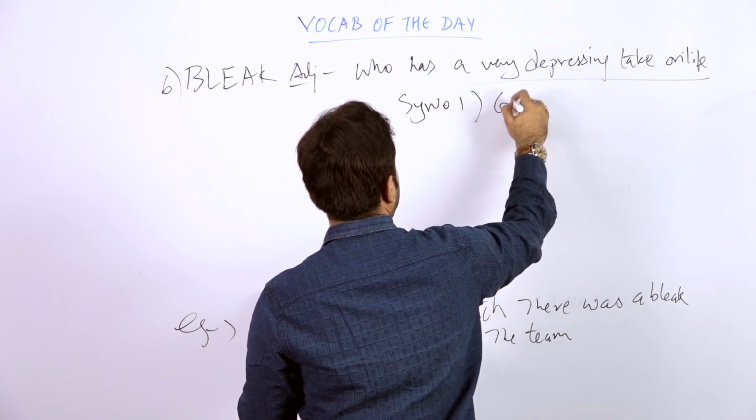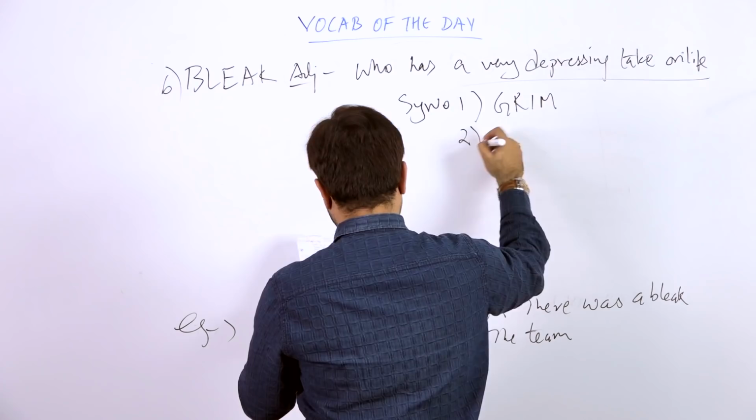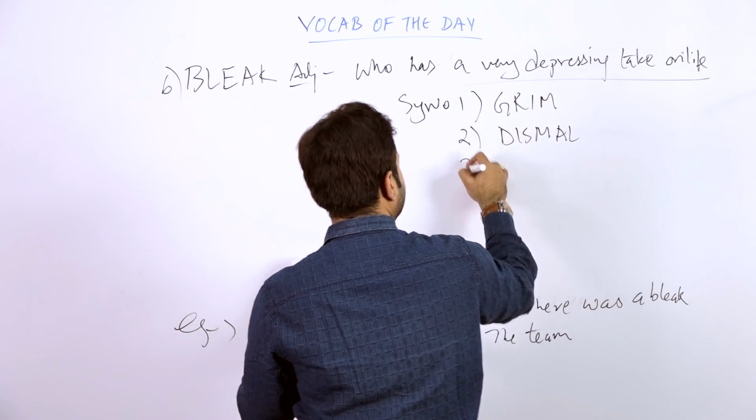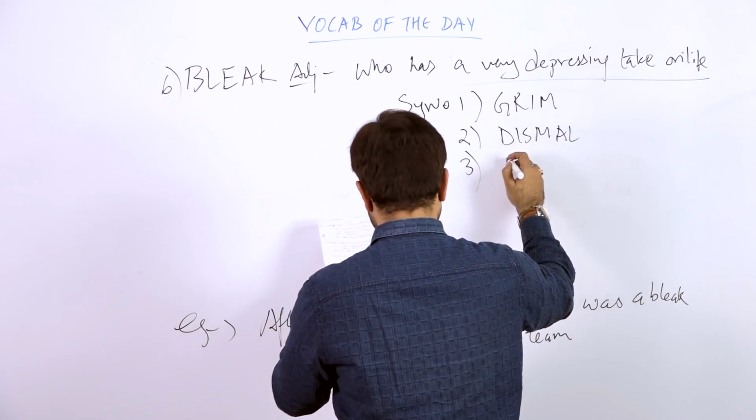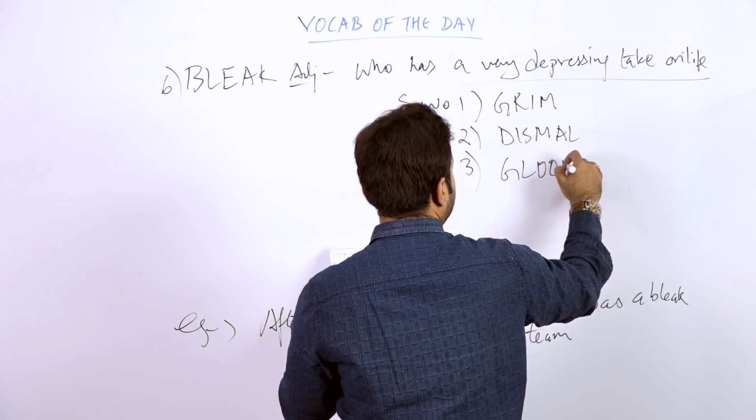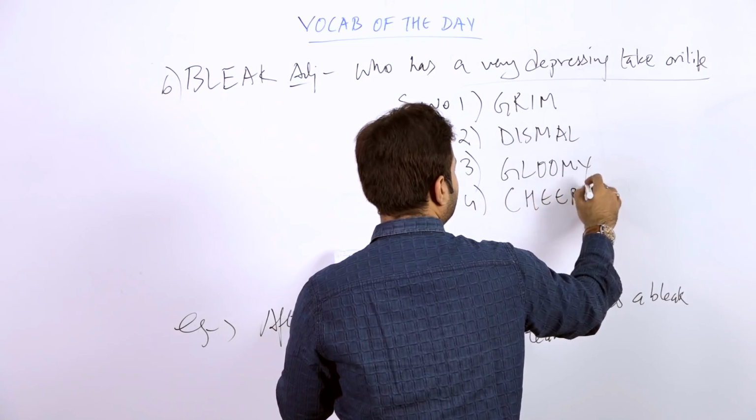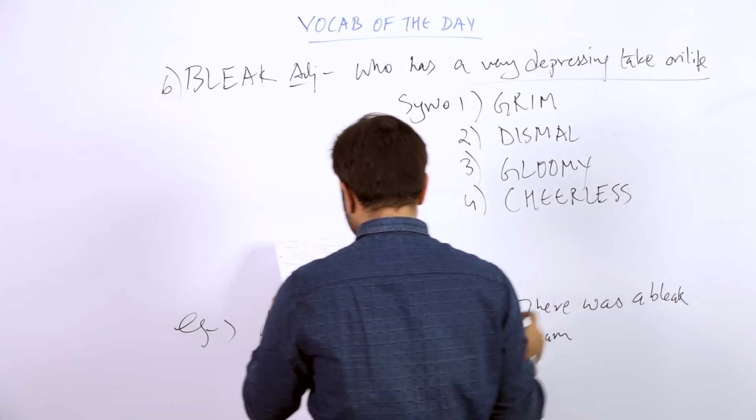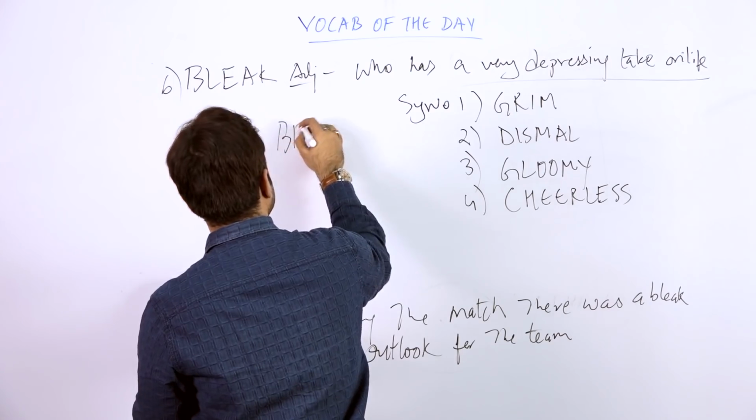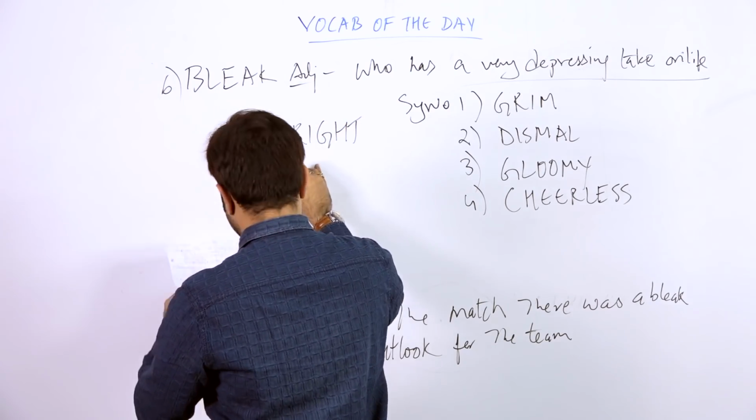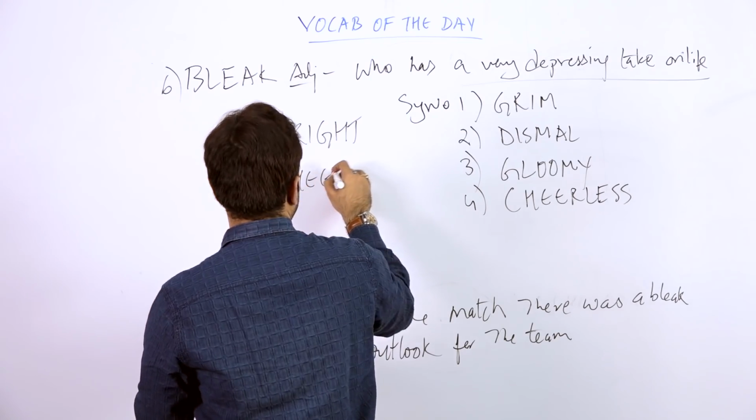The first one is grim. Second word you can take is dismal. Dismal, when you lost something, you didn't get that and you are disappointed. Gloomy is related to sad. Fourth you can take is cheerless, simple. It's a very simple word. I don't need to explain it more. And antonym, you can simply say bright and cheerful.